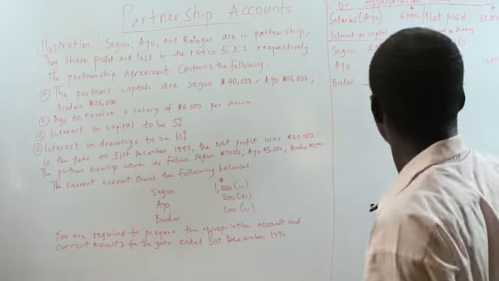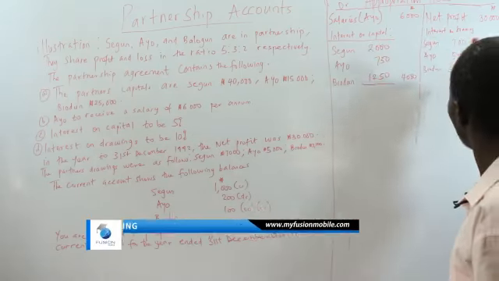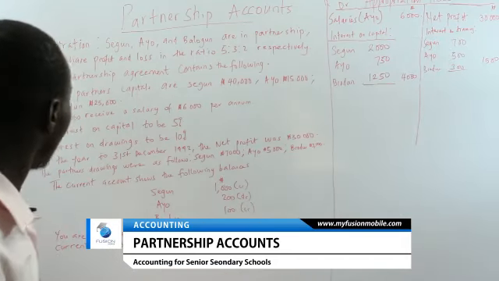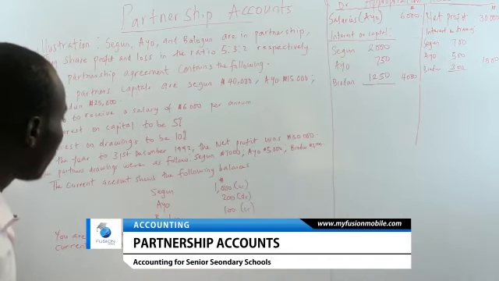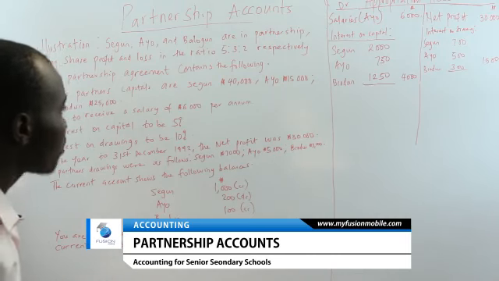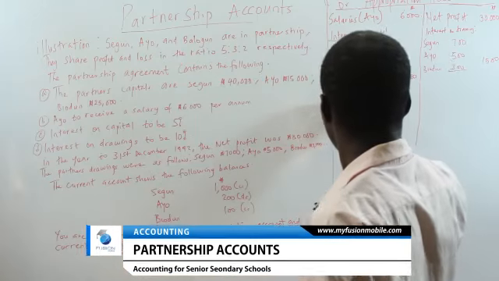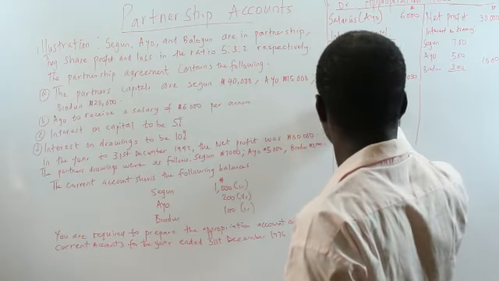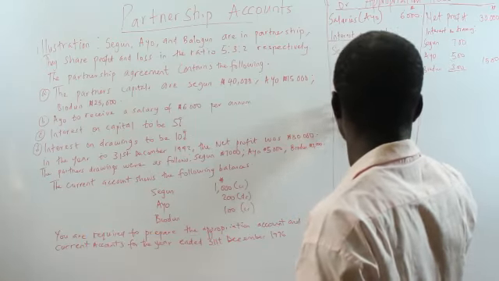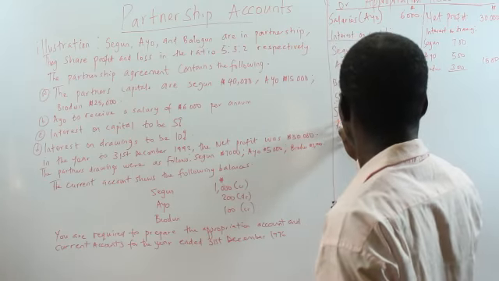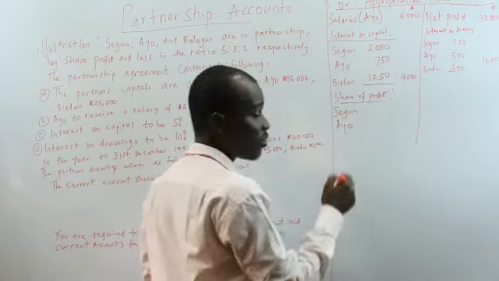So we are done. We have salary, we have interest on capital, and interest on drawing is already here. Now the next thing is to calculate the profit of the partners. So we have share of profits within the period: Shegun, Ayo, and Biodun.